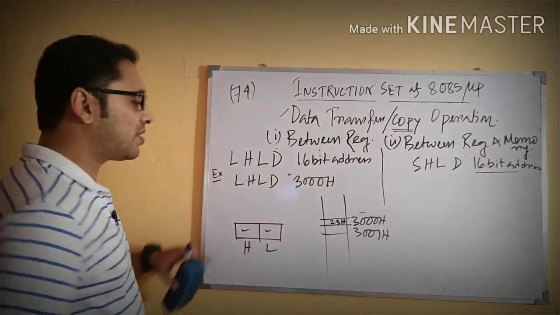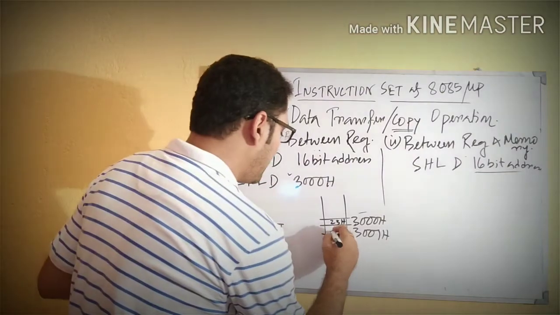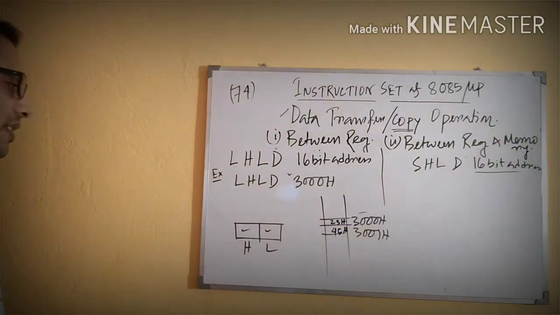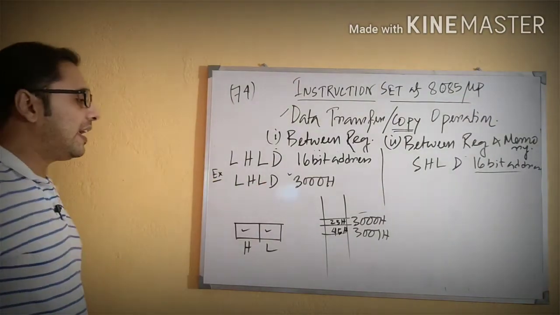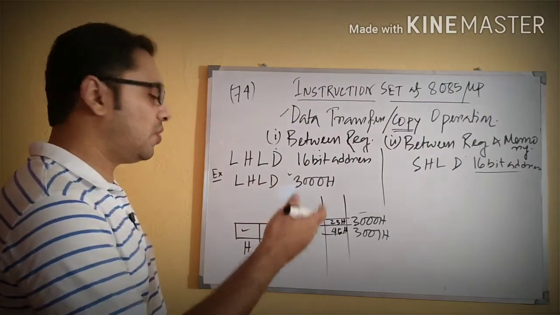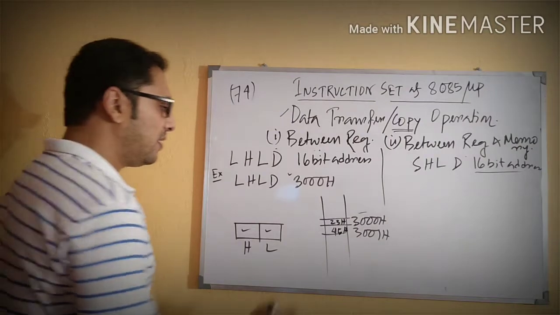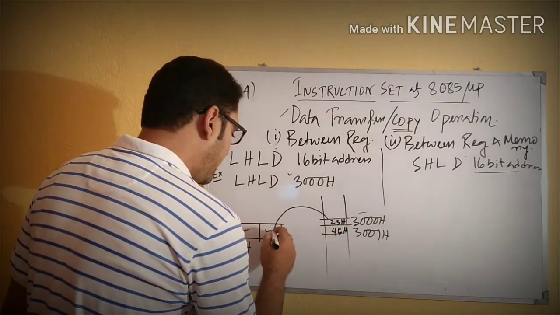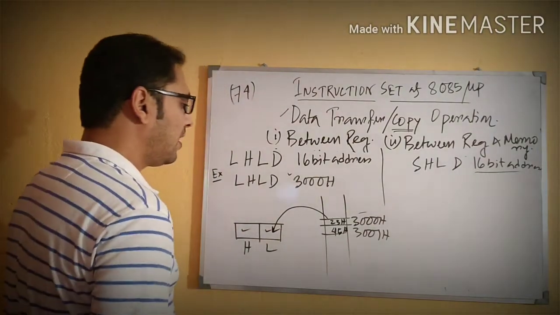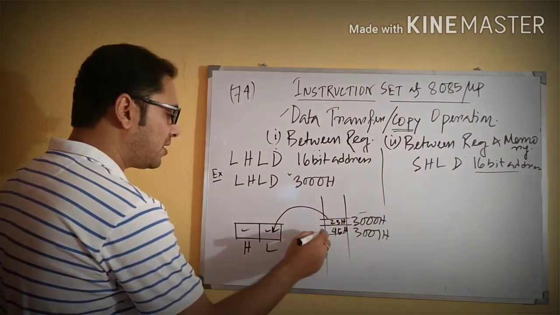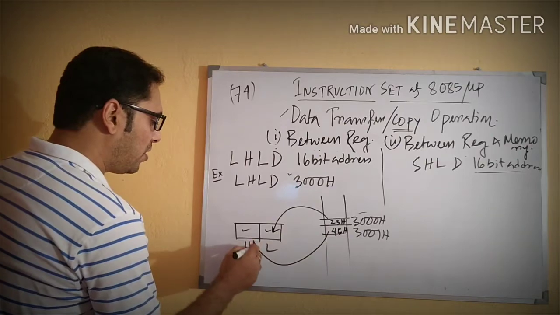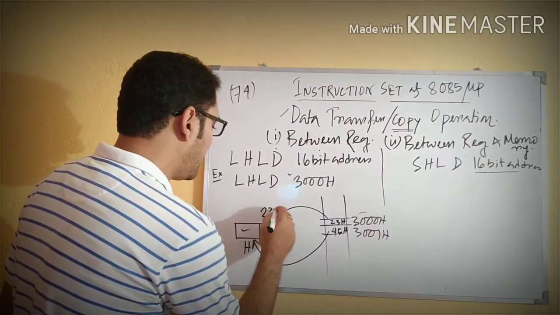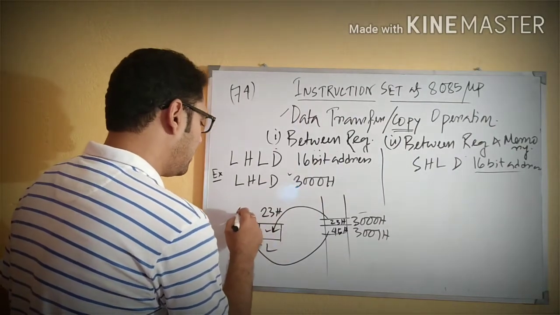So assume 3000 and 3001 hold these values, 23 hex and 45 hex. In this condition, if I execute LHLD 3000 hex, then what will happen? The content of 3000 hex will be copied into L, and the content of the next memory location will be copied into H. That means L will get 23 hex and H will get 45 hex.